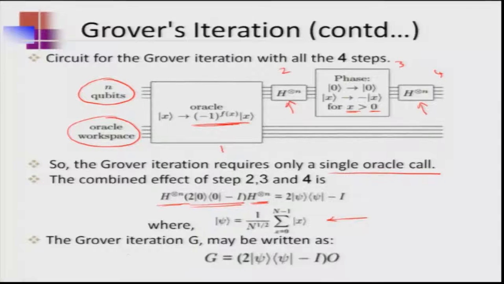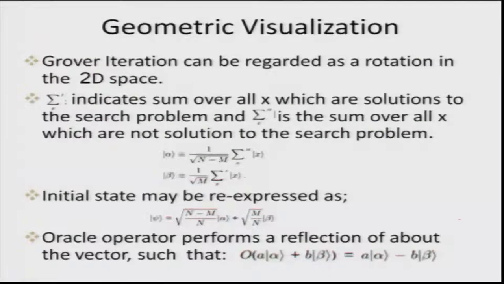So, the Grover iteration G can then be written as G is equal to 2 times the wave function put in the outer product way, minus I, and then the operation that we are applying, which is the oracle operation. So, this is the iteration process that we will continue, and once we keep on doing this iteration, we will finally be getting the solution. So, this is the iterative way of doing this particular approach of Grover's algorithm. So, let us see how it looks.